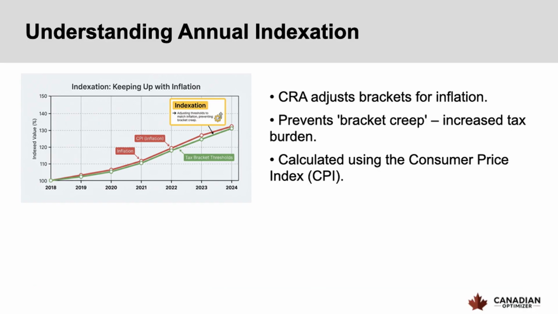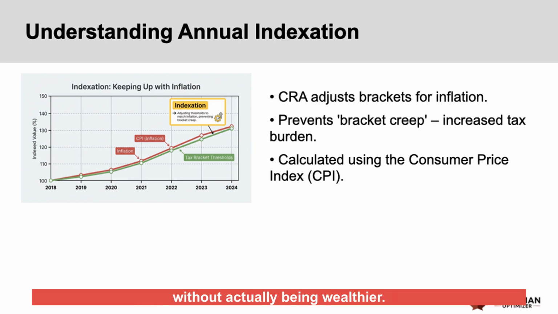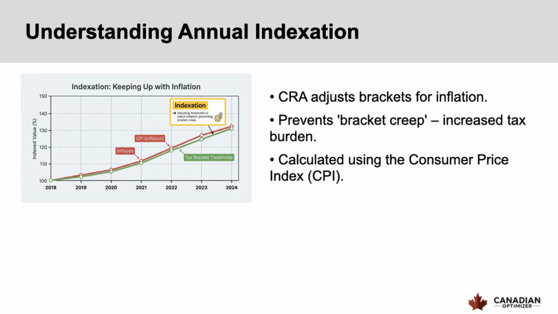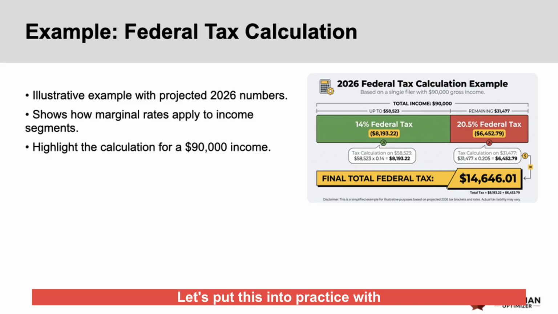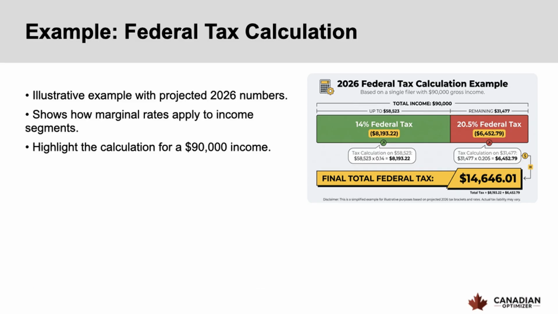Without indexation, you'd effectively be paying more tax without actually being wealthier. The adjustment is typically based on the Consumer Price Index, or CPI, which measures changes in the cost of living. This ensures our tax system remains fair and responsive to economic realities. Let's put this into practice with a concrete example.